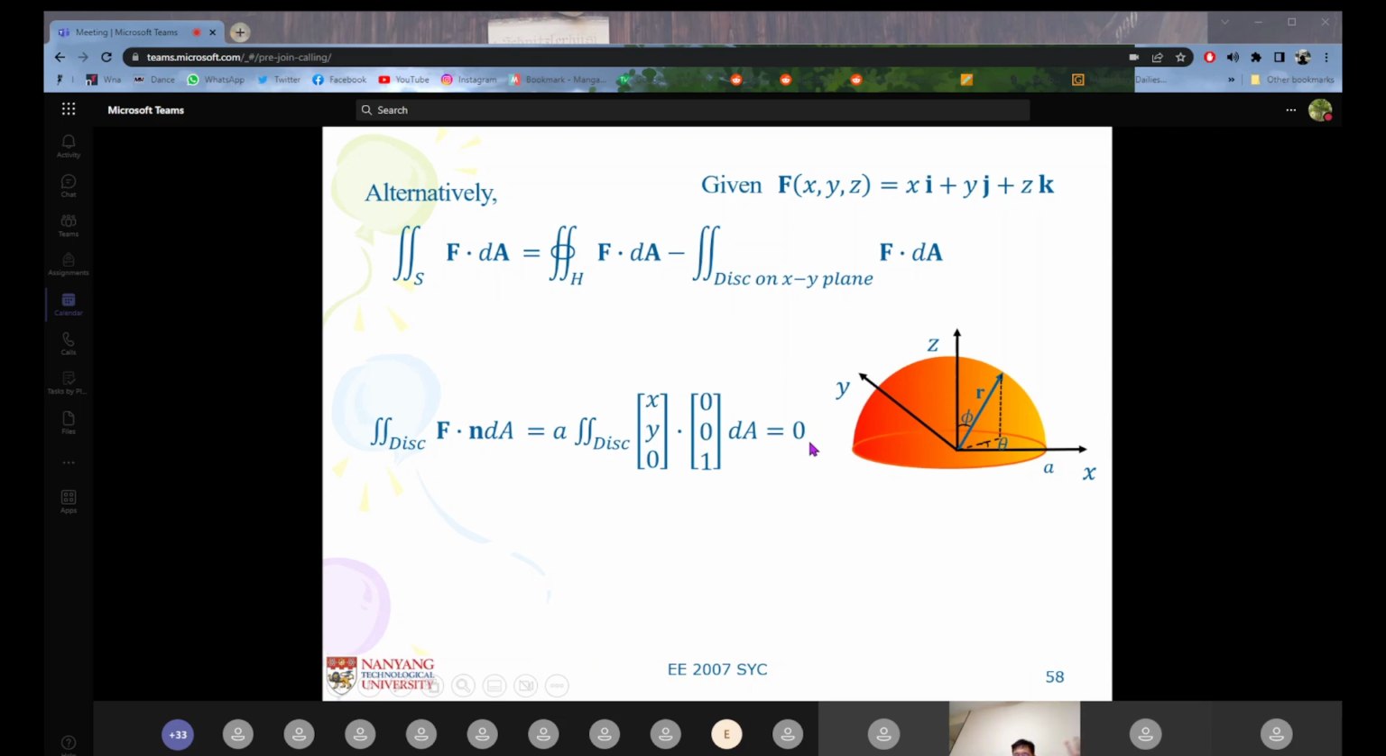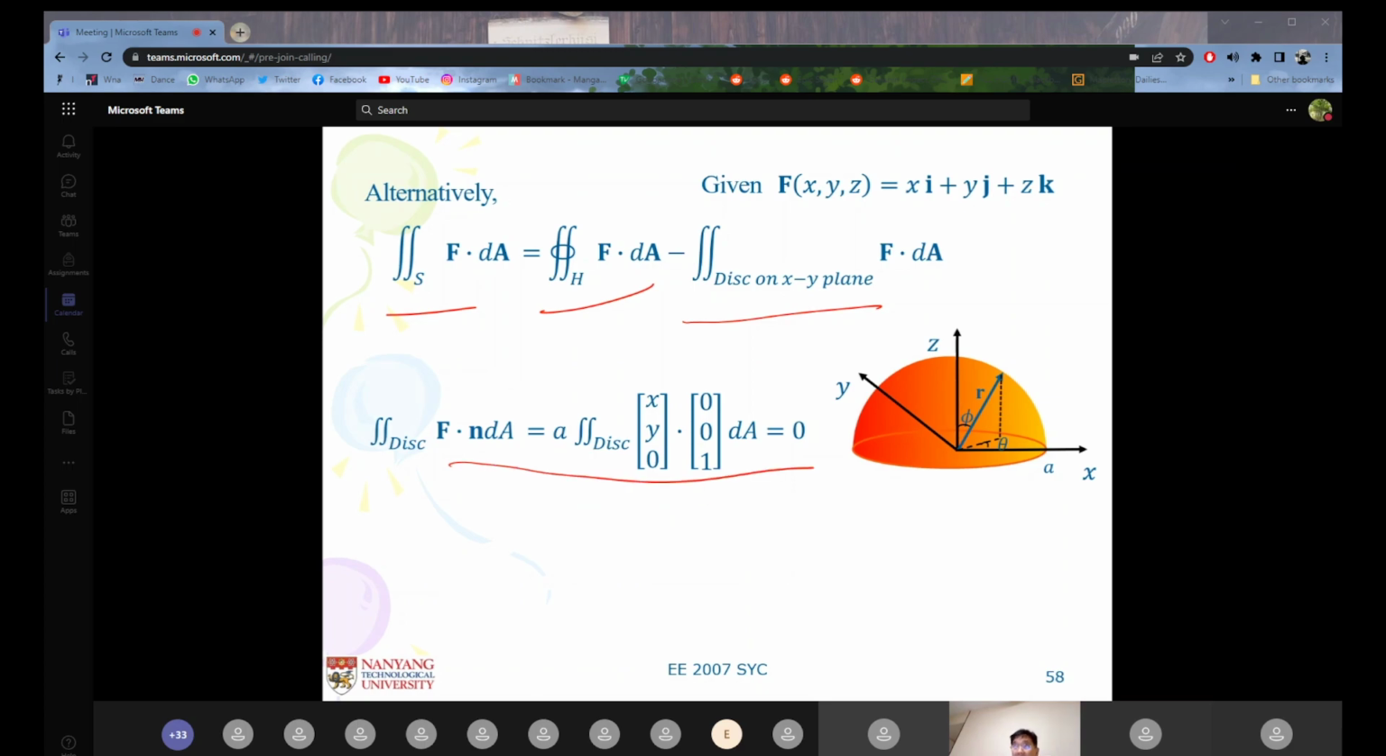Integrating this one here, you get 0. So this term here doesn't contribute anything. But it is important that you state this. This is 0, otherwise your understanding is wrong. You cannot say this equals this. You have to explain that this equals this because this term is 0.